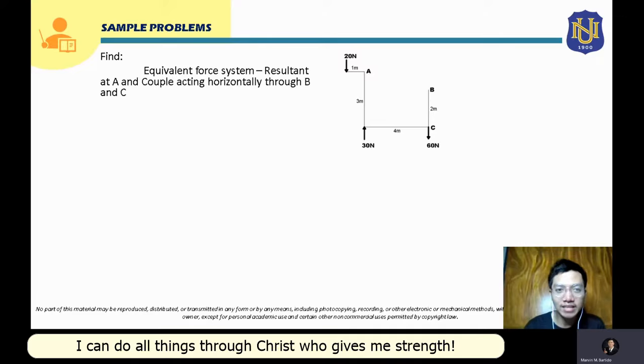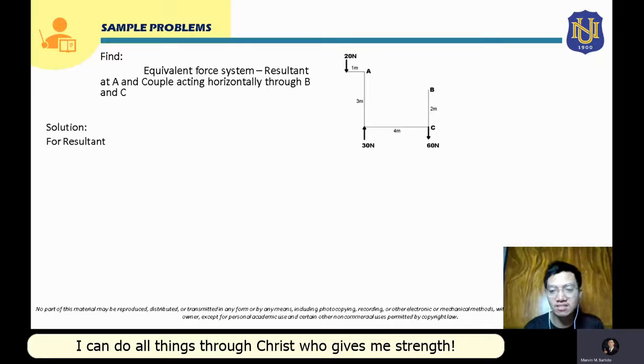So let's start solving this. Again, we are asked here to find the equivalent force system wherein the resultant is at point A, and a couple acting horizontally through B and C. So we will first solve for the resultant.